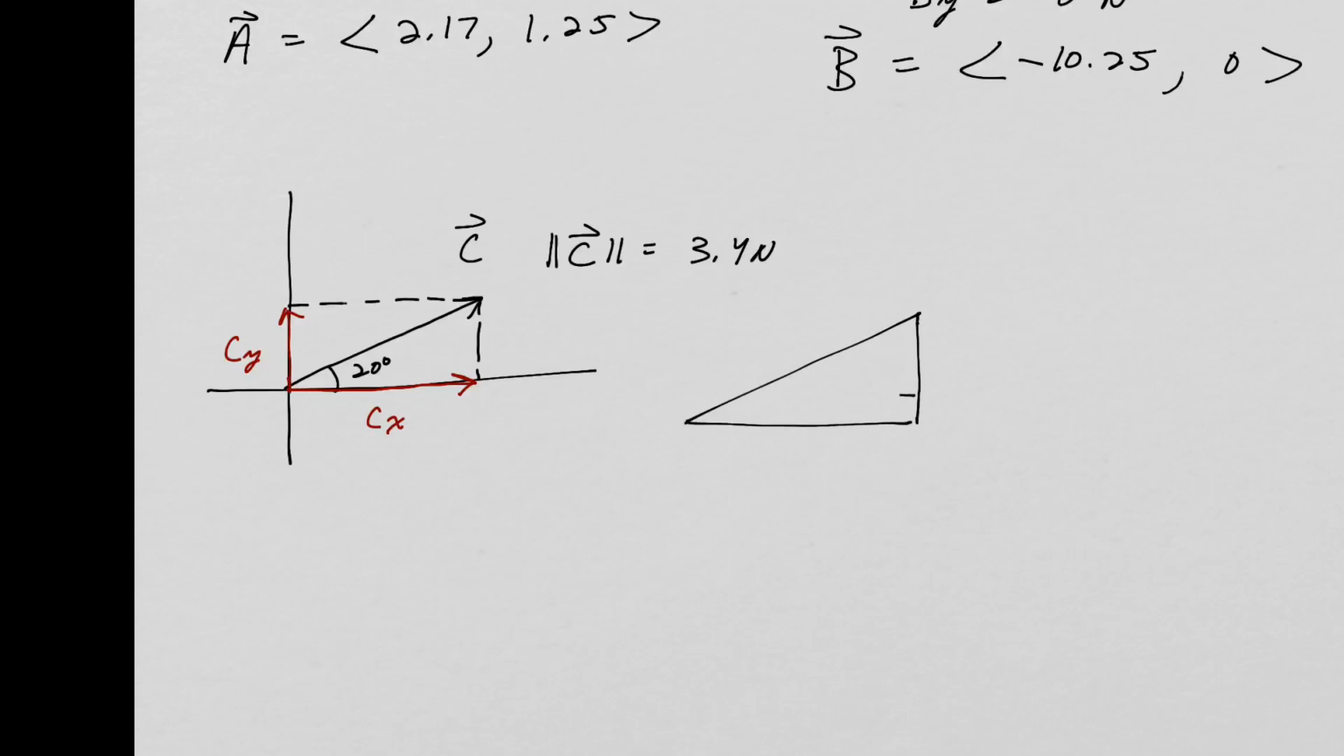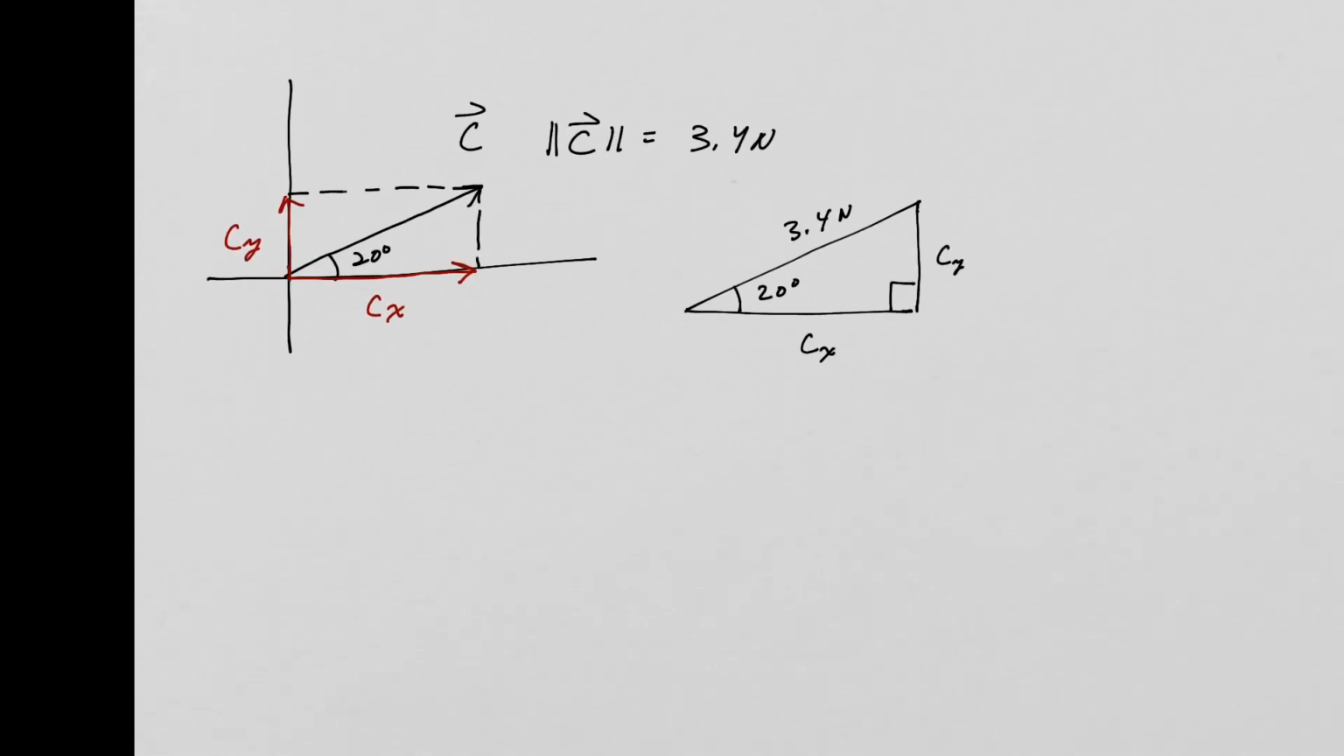I kind of skipped steps on A. Let me just do it more carefully for C here. So this is 20 degrees. I know that the hypotenuse is 3.4 newtons. This is CY. This is CX. So remember, cosine of 20 is going to be adjacent CX over hypotenuse. So therefore, if I multiply both sides by 3.4, CX is going to be 3.4 times cosine of 20 degrees.